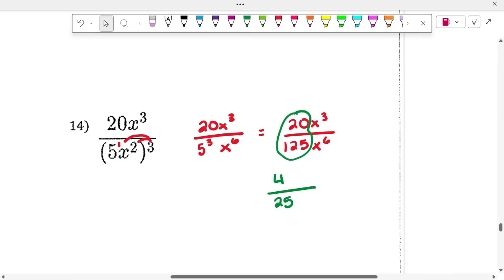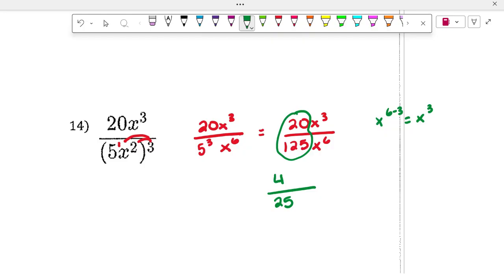Now, quotient rule, big minus small. That'll be 6 minus 3 or x cubed. Where's that x cubed going to go? Top or bottom? Bottom, because that's where the x to the 6 is. So that's my answer.